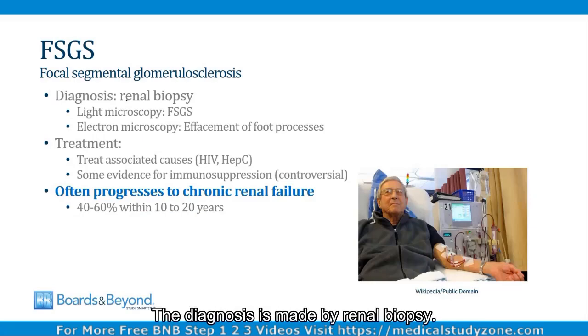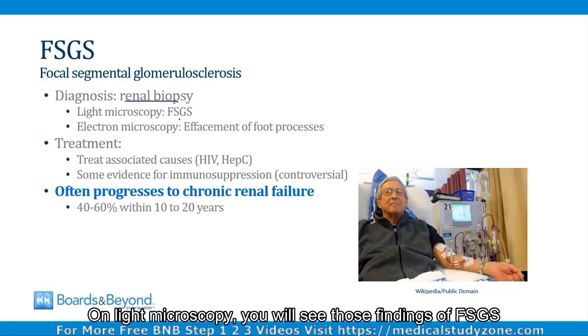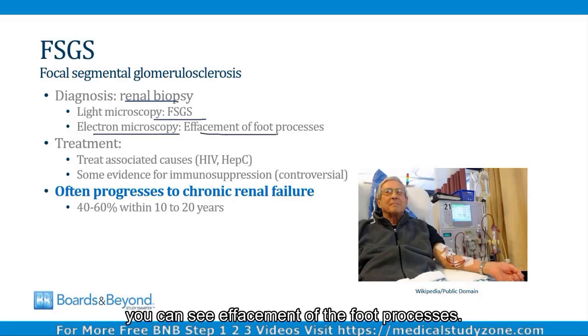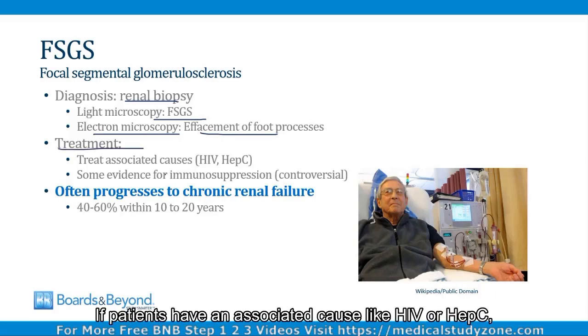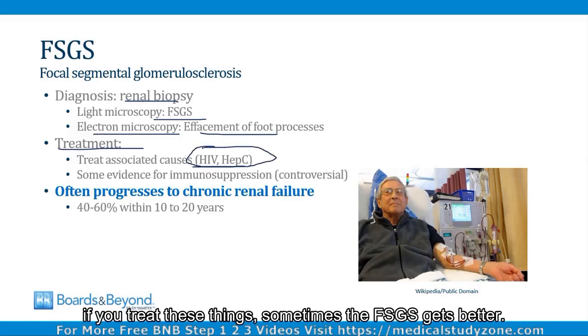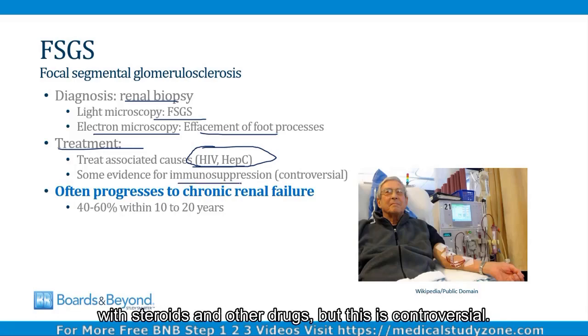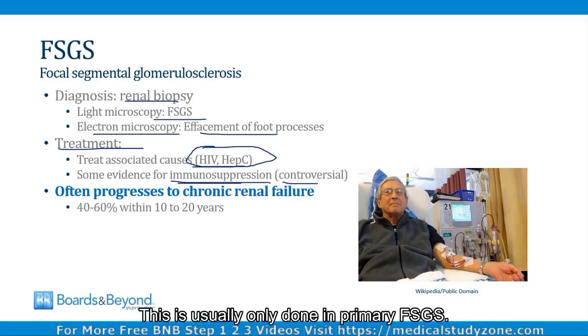The diagnosis is made by renal biopsy. On light microscopy, you will see those findings of FSGS that we looked at a few slides ago. Electron microscopy isn't routinely done, but if it is done, you can see effacement of the foot processes. There really aren't great treatments for FSGS. If patients have an associated cause like HIV or Hep C, if you treat these things, sometimes the FSGS gets better. There's some evidence for immunosuppression with steroids and other drugs, but this is controversial. This is usually only done in primary FSGS.